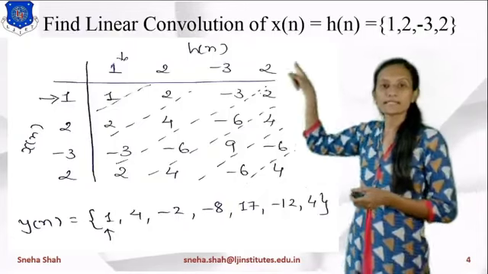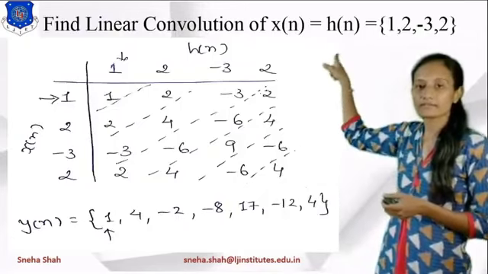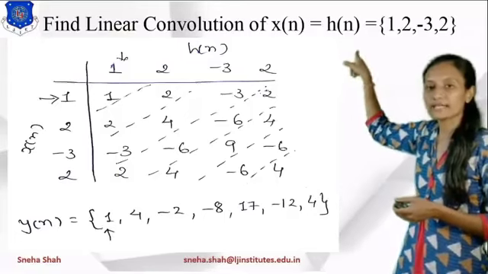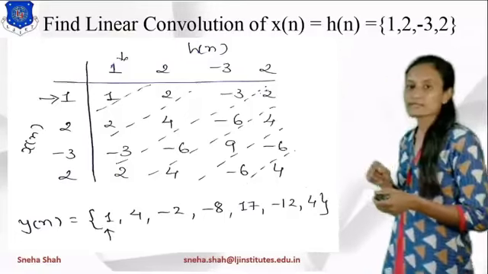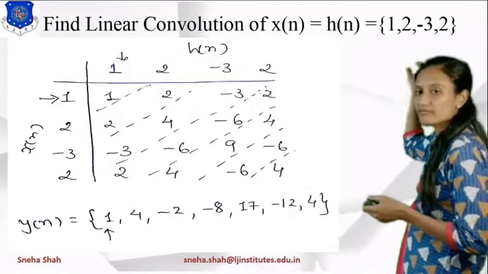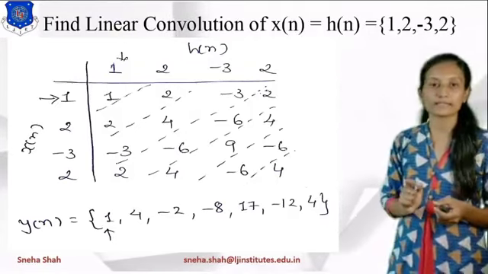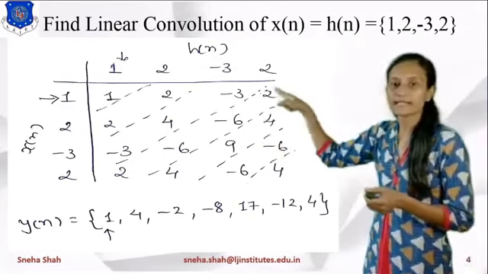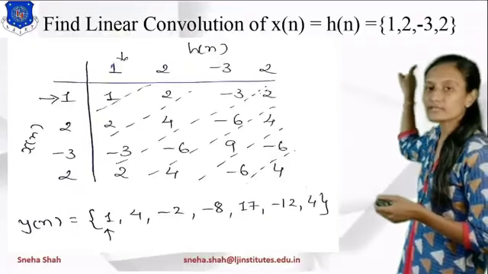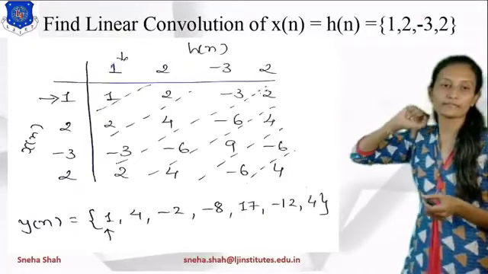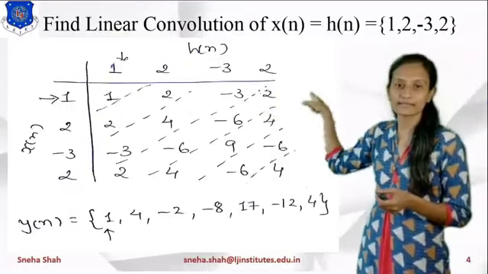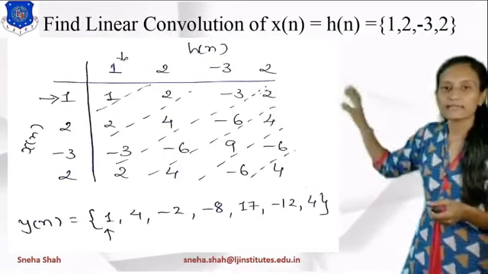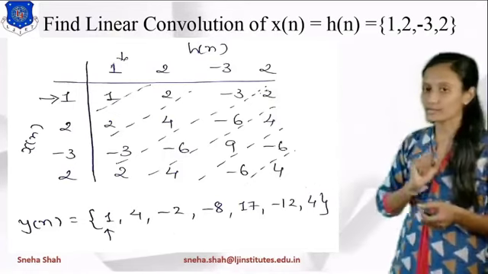The first example is: find the linear convolution of x of n equals h of n equals 1, 2, minus 3, 2. In this, the values of x of n and h of n are both the same. As you can see, the number of terms is finite, so we can use the tabulation method. In the tabulation method, on one side we write x of n and on the other side h of n. As the values 1, 2, minus 3, 2 are given, we write down 1, 2, minus 3, 2, and the same way 1, 2, minus 3, 2. Now as you see, in this particular sequence, the arrow is not given.